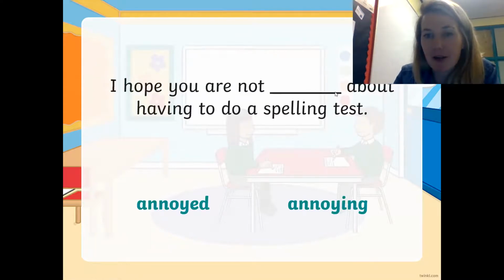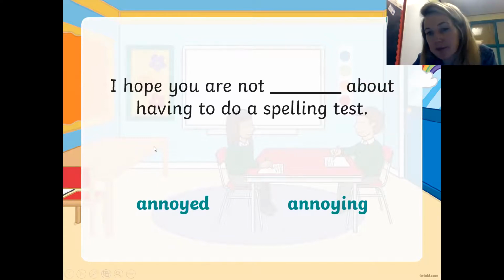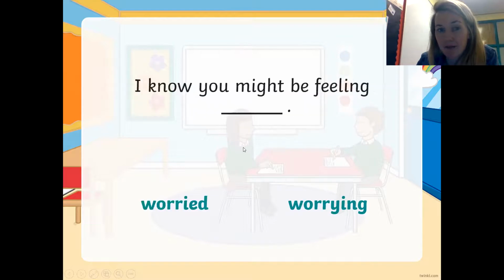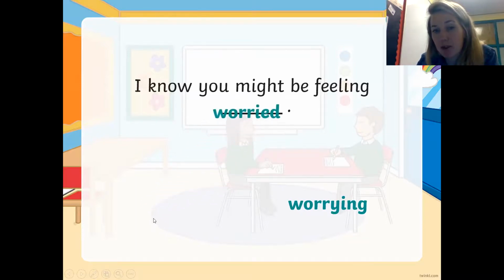Okay, so if I move me over, I'll still be here, but I don't want to get in the way. I am hoping you are not worried about having to do a spelling test. So you need to pop one of these in there and it's practicing your sentence writing too. And picking which one is the right one to put in. So it's in the past tense, so we need annoyed. Okay, pause me if you would like to finish that off. I know you might be feeling worried would be the right one here. And again, pause me if you would like a little more practice or you feel like I'm going too quickly.